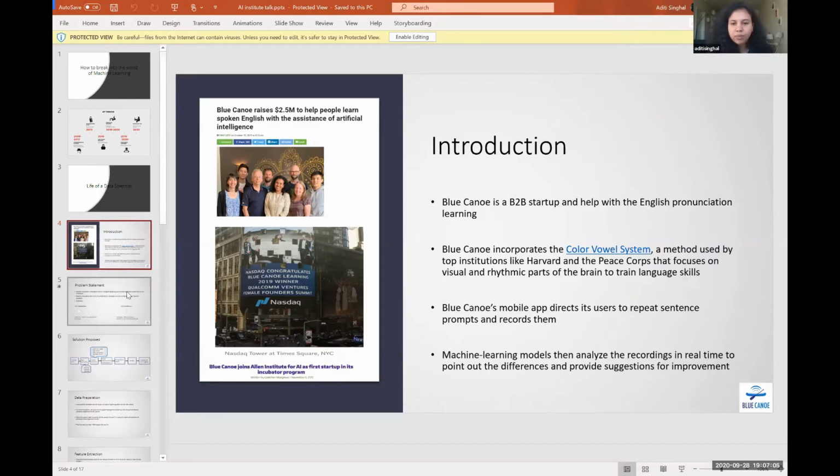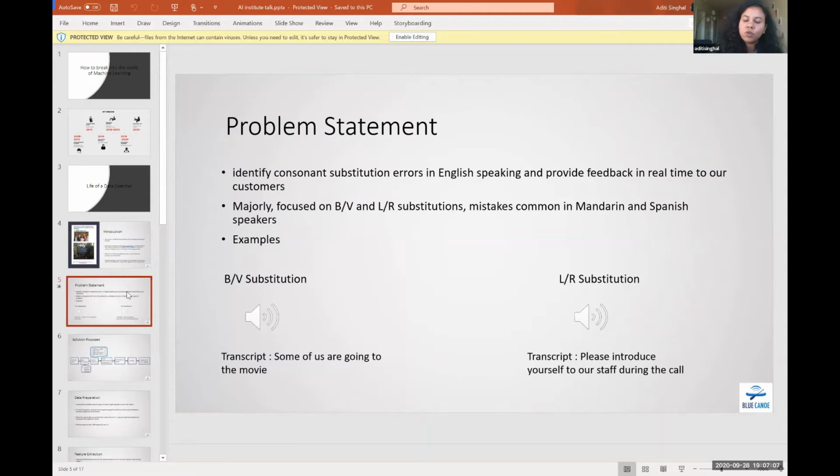The problem statement that we were trying to solve was that non-native speakers have this problem of substituting B with V and V with B, and similarly L with R and R with L. These kinds of problems are prominent amongst Mandarin and Spanish speakers.